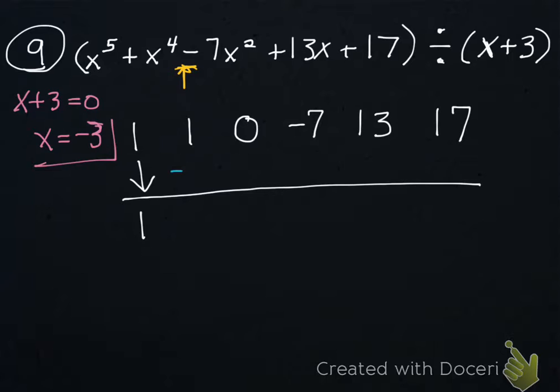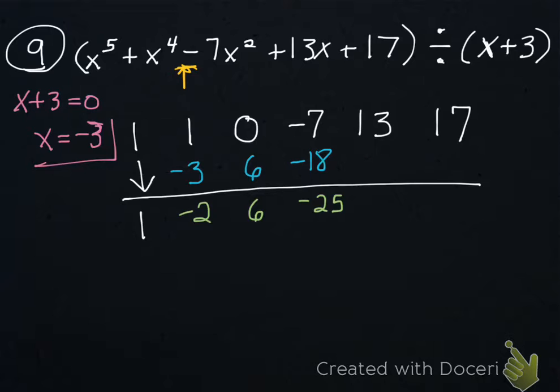-3 times 1 is -3. Add the column, -2. -2 times -3 is +6. Add the column, 6. -3 times 6 is -18. Add the column. That's -25. The fact that the numbers are getting bigger tells me this probably is not going to be a root. But let's see.